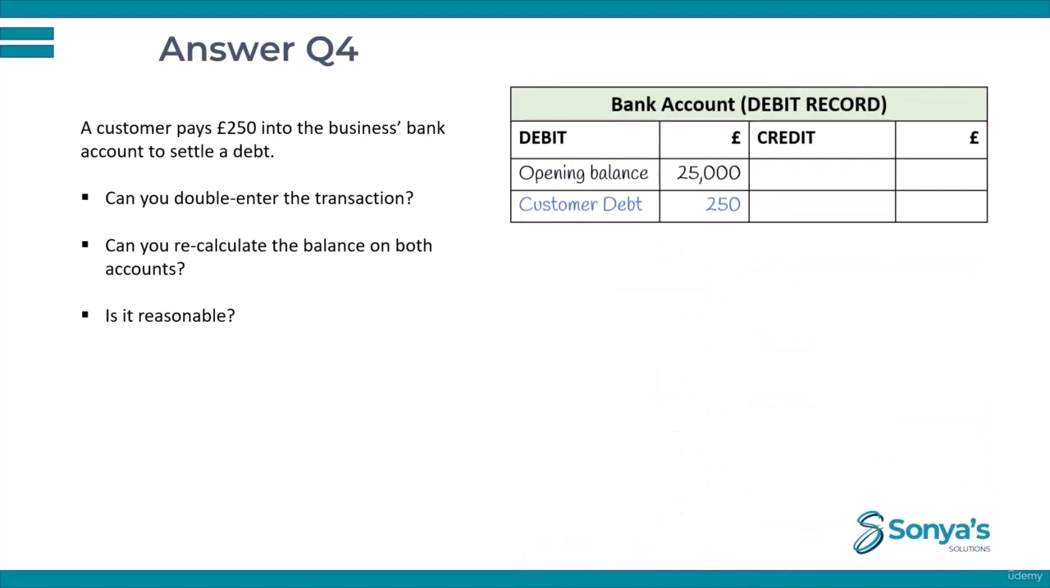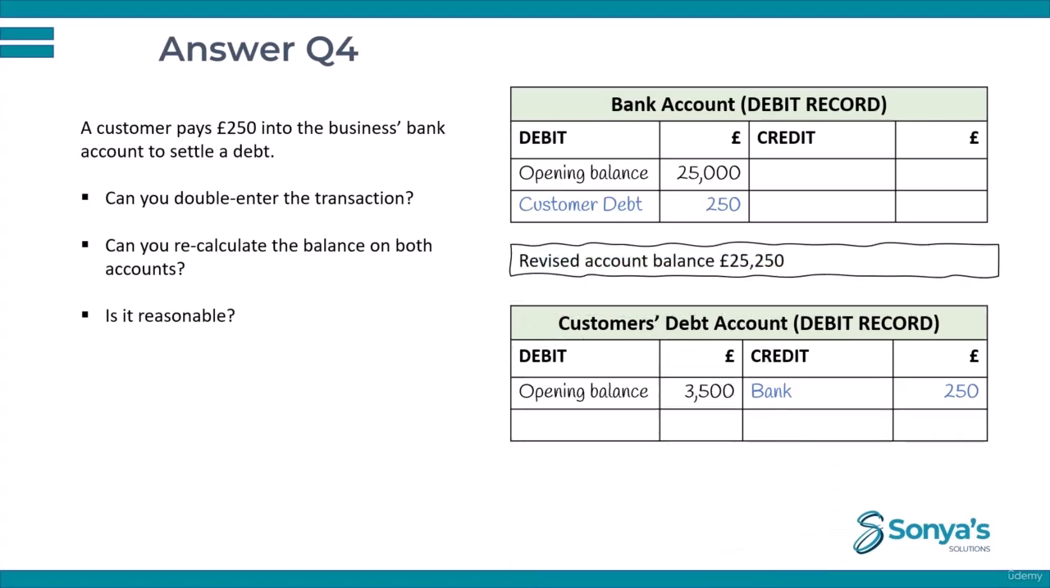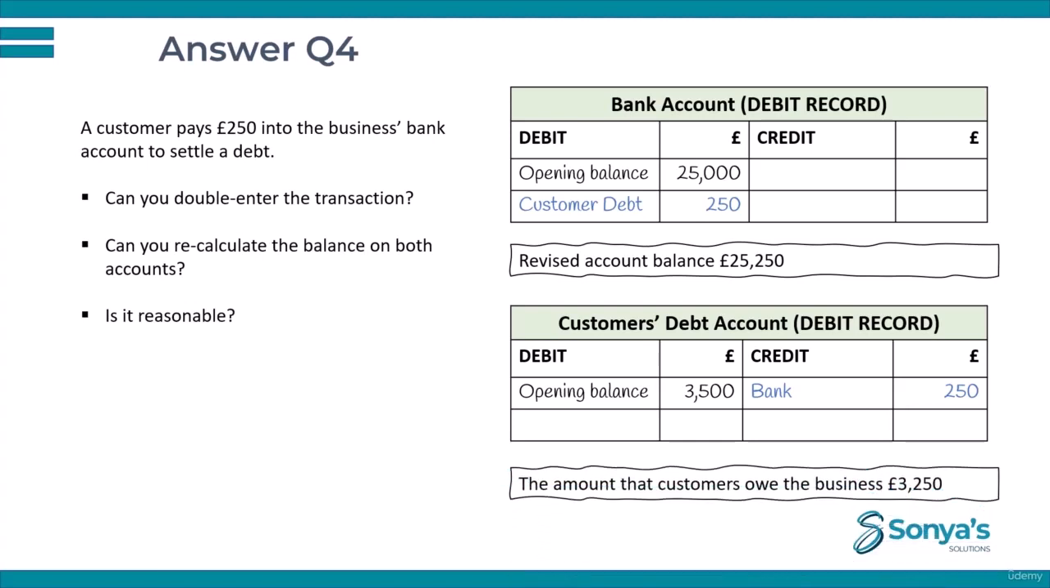The amount received is paid into the bank, increasing the asset of cash, so a debit entry is made in the bank account. Customer debt is an asset. The credit entry in the customer's debt account reduces the amount they owe. The revised bank balance is £25,250. The revised customer debt balance is £3,250.